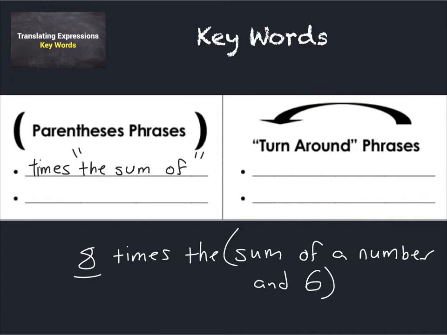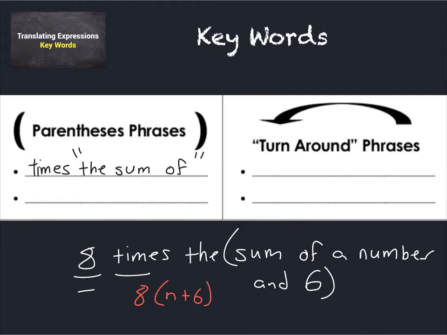If it would have said 8 times a number and 6, or if it would have said the sum of 8 times a number and 6, then it would have been 8n plus 6 or something like this. But the way it's worded, because we have 8 times first and then the sum of a number and 6, this would actually look like this: 8 times the sum of a number and 6.